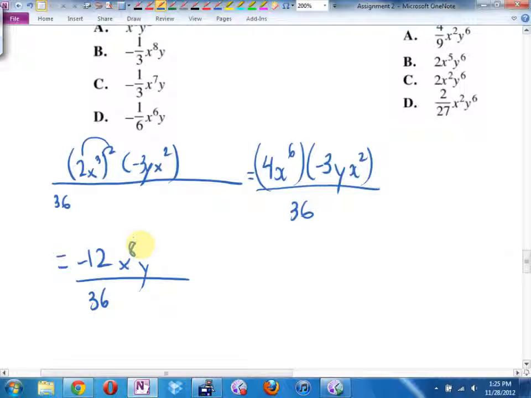I'm nearly done. Check the numbers. Can I reduce negative 12 over 36 into lowest terms? Yeah, there is something that goes into 12 and 36. 12 does. This is going to end up being a 1/3. Oh, it's negative. That's the fraction number part. And then how many x's do I have left? How many y's do I have left? 1. Where? On the top. That's the answer. Now let's go find it.